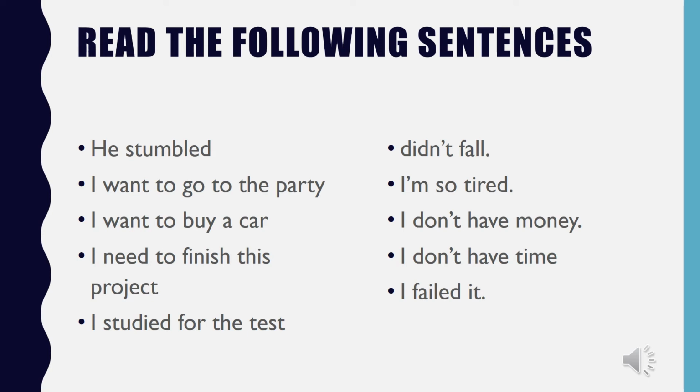Let's see with the other sentences. For example, I want to buy a car. I don't have money. I need to finish this project. I don't have time. I studied for the test. I failed it. All these sentences are to be said in one sentence, but we won't be able to say it until and unless there is another word in the middle joining both of them. Let's see how we would be able to do it.